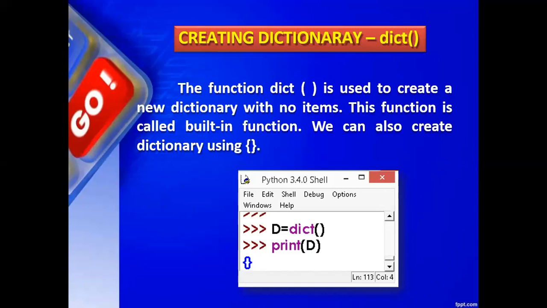To create a dictionary, you need to include the key value pairs in curly braces. The function dict is also used to create a new dictionary with no items. That means to create an empty dictionary. This function is called a built-in function, and we can also create a dictionary using curly braces. If you are using curly braces, you have to use a set syntax.